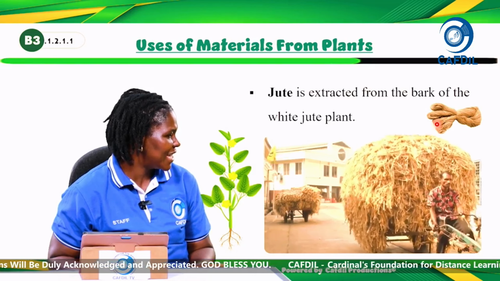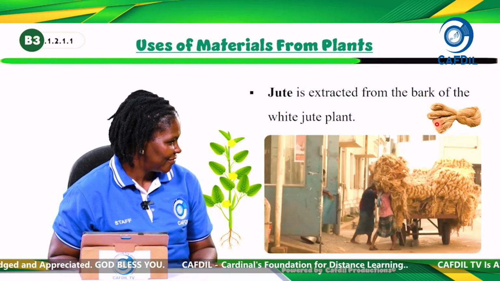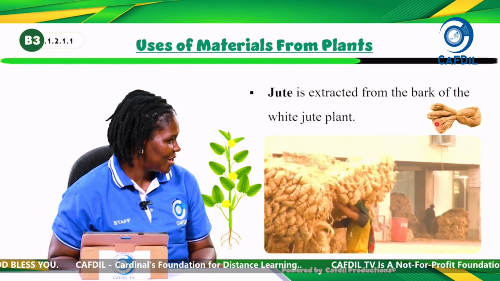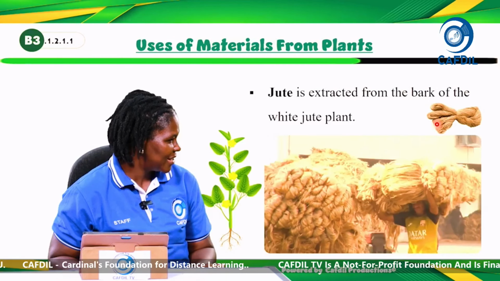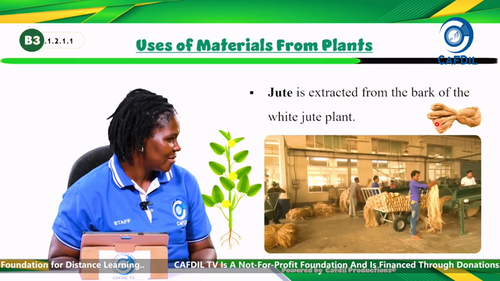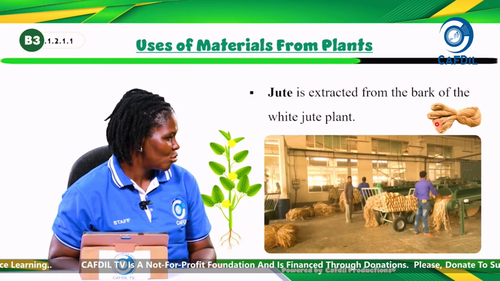Yes, so they are taking it to the factory. Look at them. Those who make it, they'll go and sell it to them. And they also take it to the factory to make whatever they want to do. So this is the factory. And let's look at what will come out of this white jute plant, the bark.